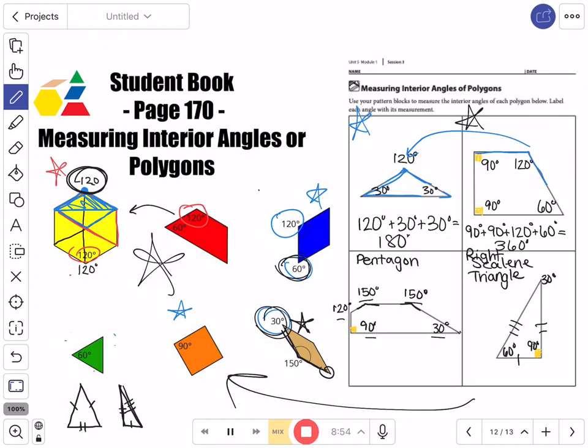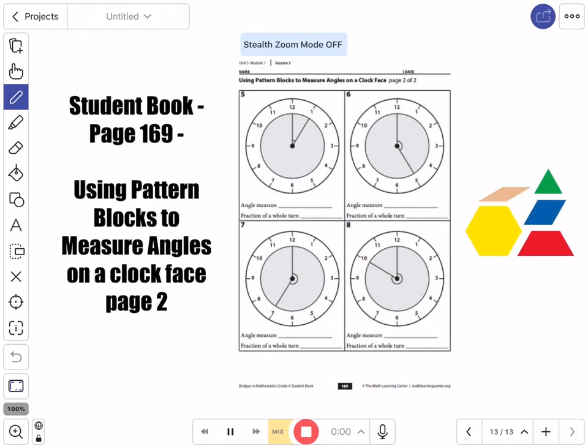Okay, so there's a little side note on triangles there. You may go ahead and fill this in. I know that you don't have the pattern blocks to look at, and I apologize, but I did want to just teach this to you because it's really important information.